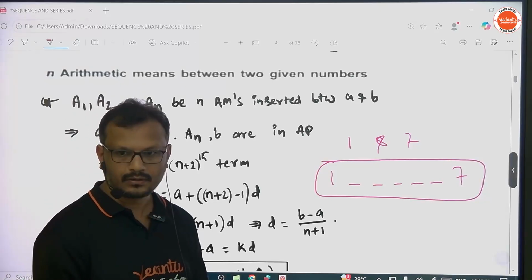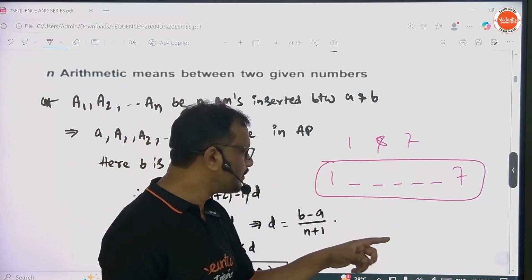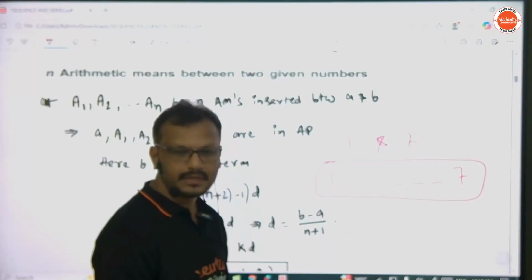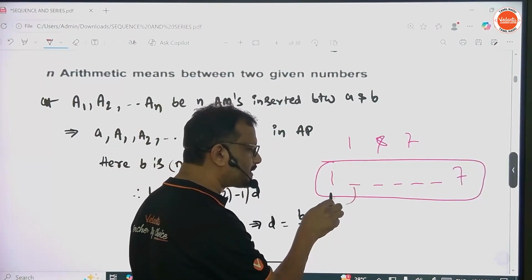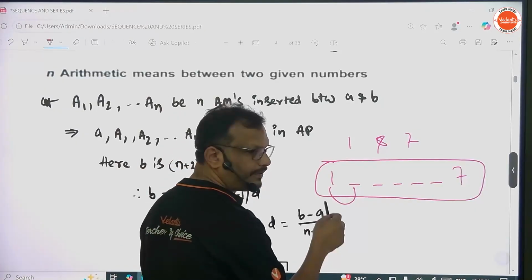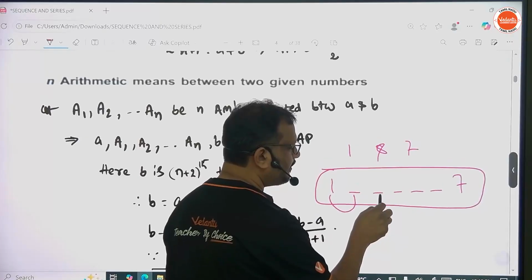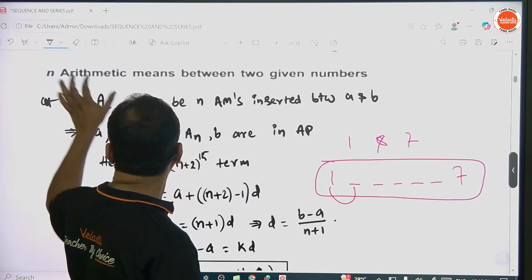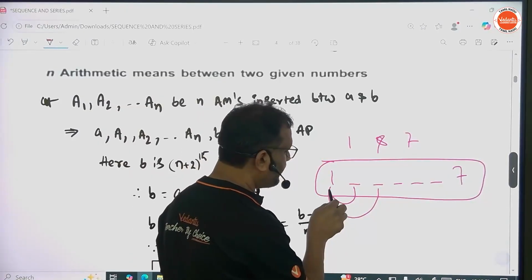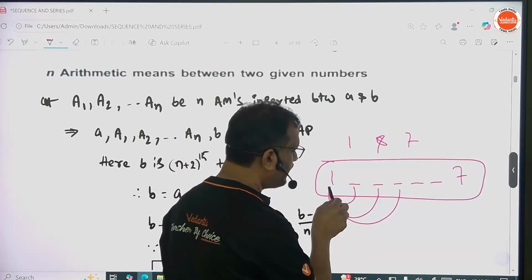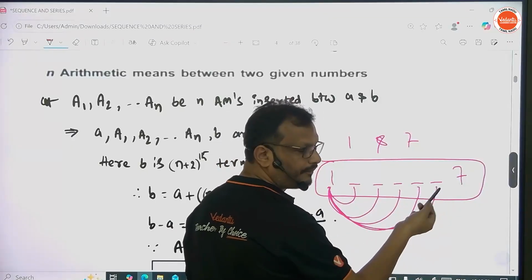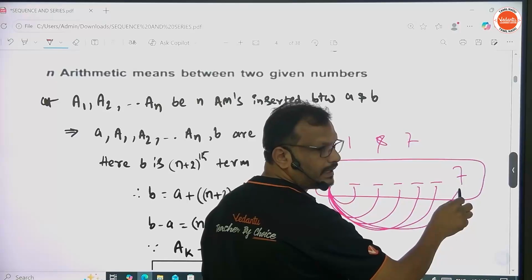The whole sequence must be in AP, so including this, we have to insert accordingly. AP means the common difference between these two must be, say, D. If you take D, the common difference between these two will be 2D. Between these two will be 3D. Between these two will be 4D. Between these two will be 5D. Between these two will be 6D.